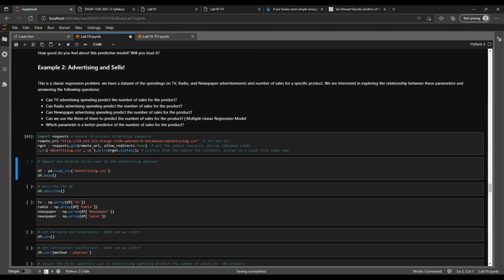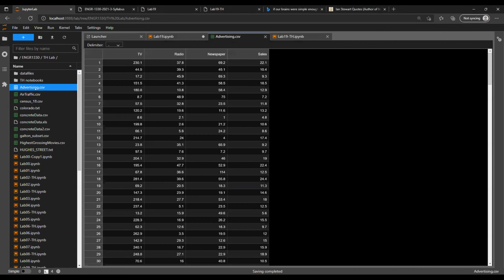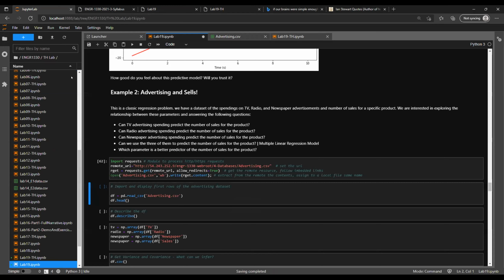Let's see what it looks like. Advertising. All right, we have pretty much what we would expect. This is measured in dollars, I would assume. The amount of advertisement budget for TV advertisement, radio advertisement, newspaper advertisement, and the sales for that period of time. Okay.